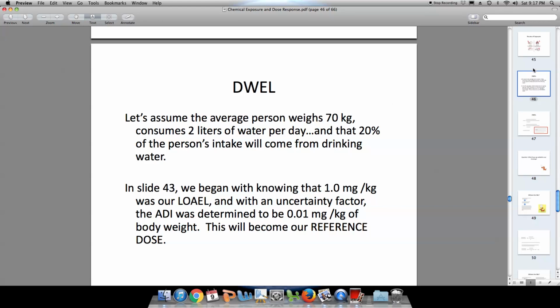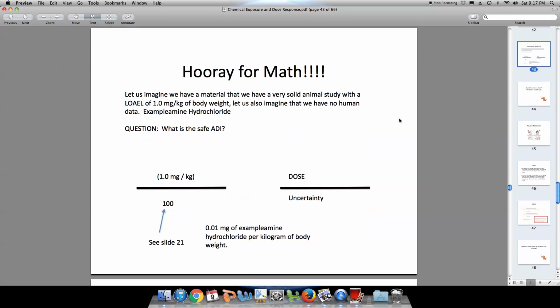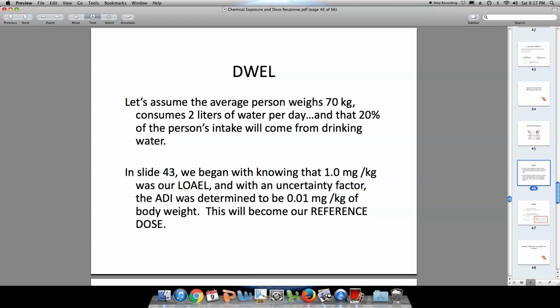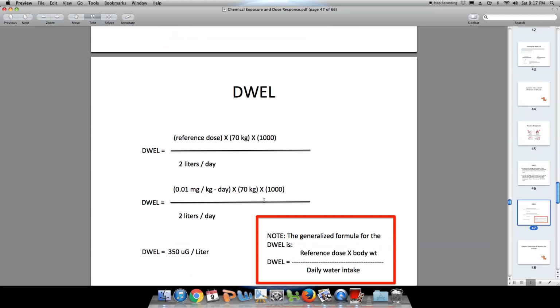Now let's go back to slide 43 for a moment and look at a dose and uncertainty that's going to give us an acceptable daily intake. So if we have a lowest observed adverse effects level of 1 milligram per kilogram of body weight, and we have an uncertainty factor of 100, we get 0.01 milligram of this chemical, xamphelamine hydrochloride, per kilogram of body weight. So now let's see what we can do with these numbers.